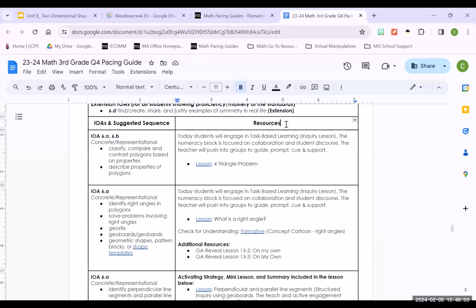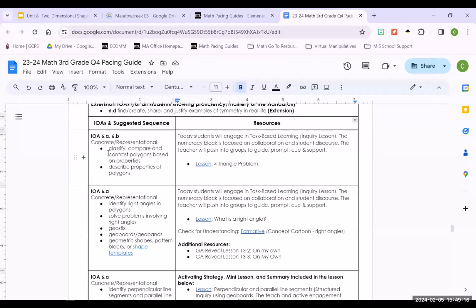We begin Unit 8 with IOA 6A, and it has a suggested pacing of 3 days. We then move into IOA 6B, which has a suggested pacing of 5 days. These 5 days include work with both two-dimensional shapes and three-dimensional figures. And then we finish up the unit with IOA 6C for 2 days.